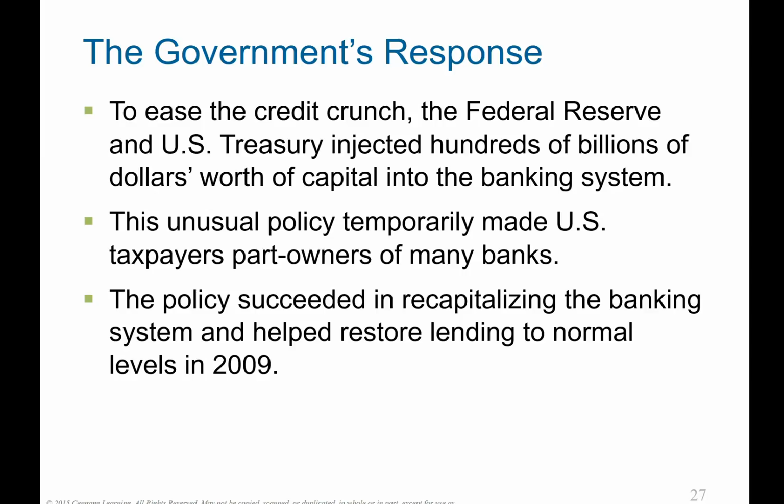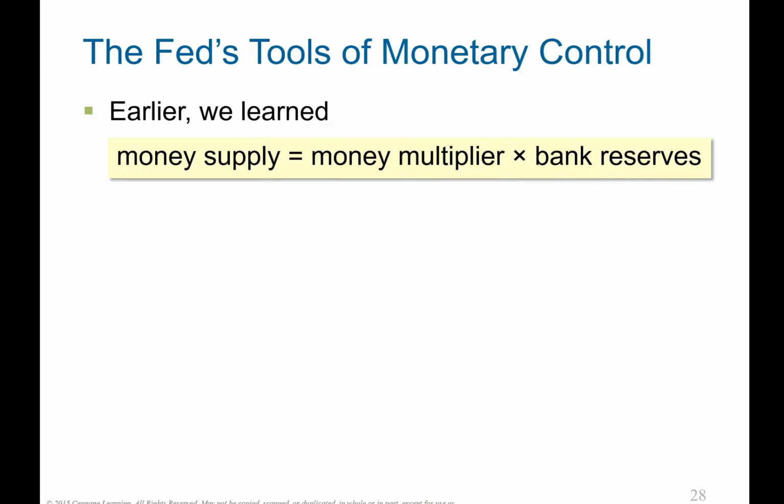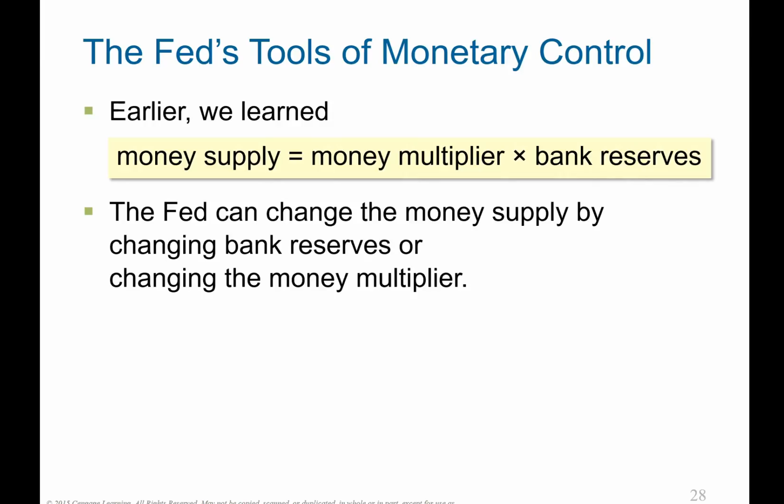And a lot of people were aware of this, that U.S. taxpayers' money was being used to capitalize these banks, making them part owners. And the policies did help to recapitalize the banks and the banking system, and did help get to some sense of normality by 2009. And it's continued since then to kind of even out and be a little more stable.